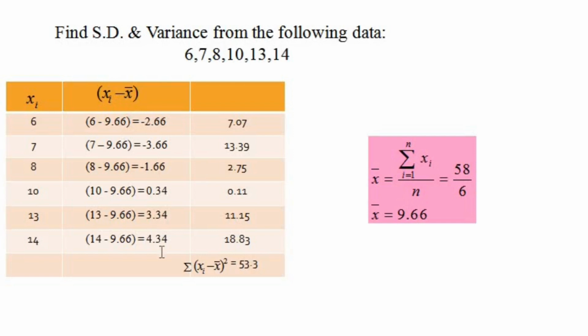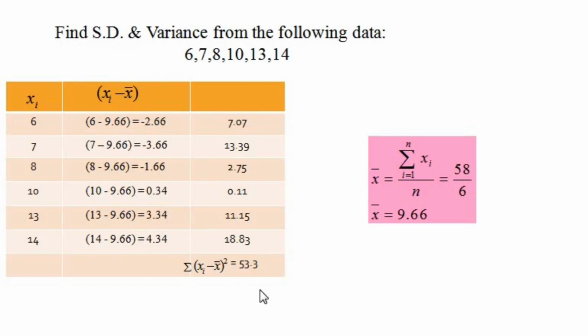Then we prepare the second column, xi minus x bar, bracket square. In it, we subtract the mean 9.66 from each variable. So we get minus 3.66, minus 2.66, minus 1.66, 0.34, 3.34, 4.34.